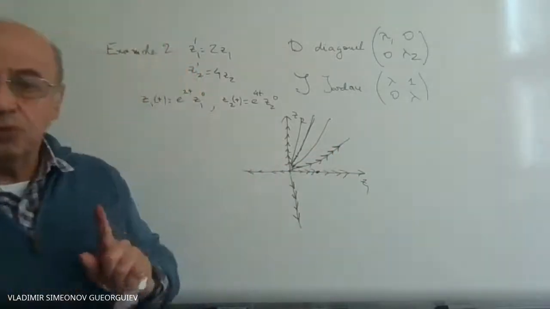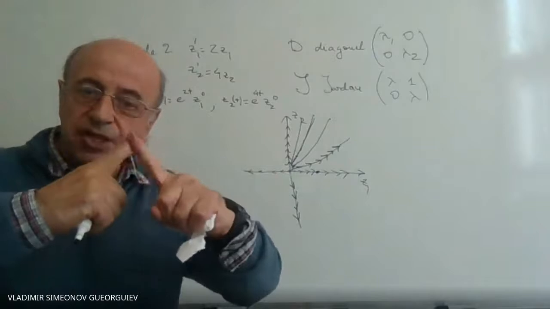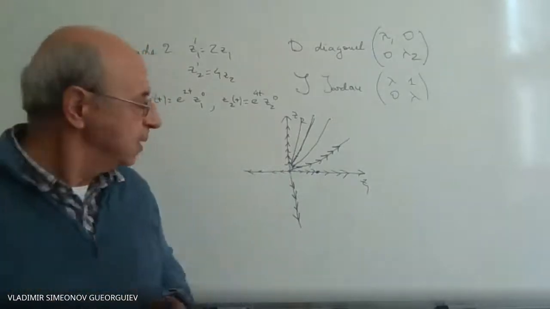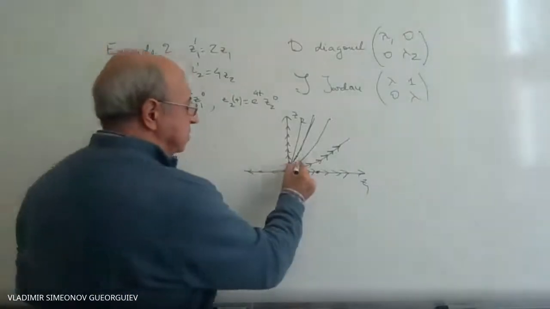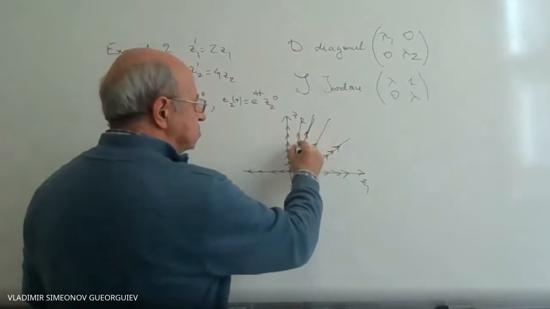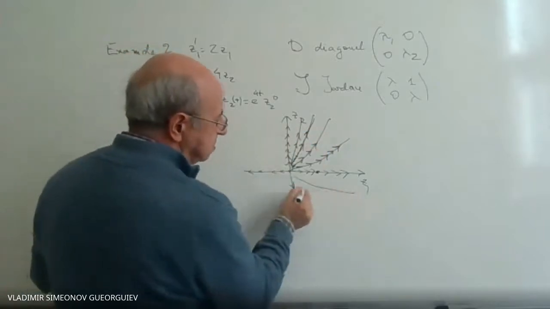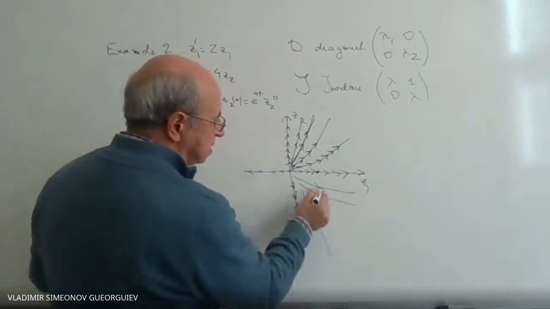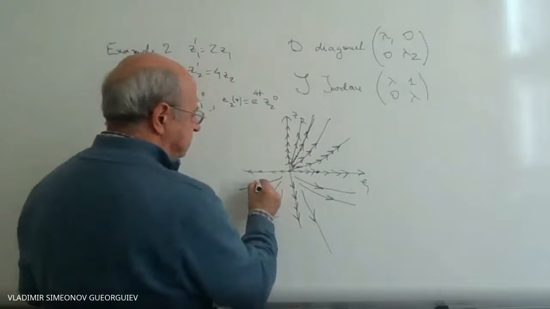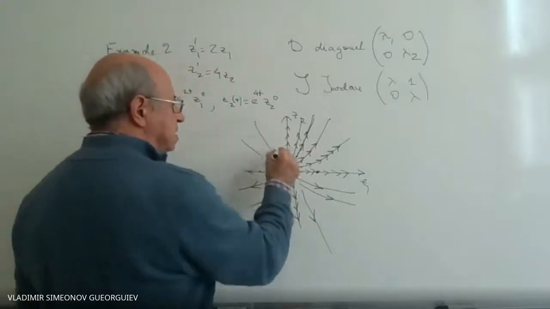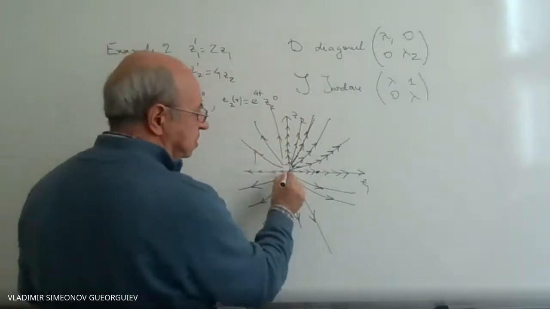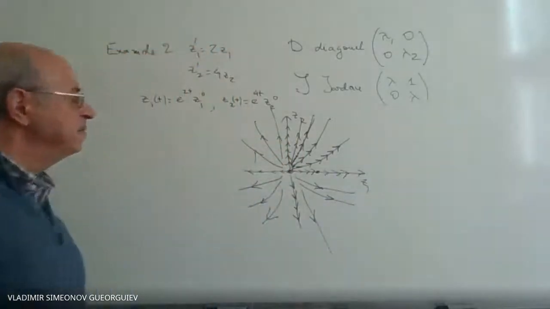Remember that I try to build the curves such that they do not intersect. This is forbidden due to Cauchy Theorem. And a similar thing will happen with all other curves. Here we have similar behavior. You see, all curves escape from our stationary point. They go far away.